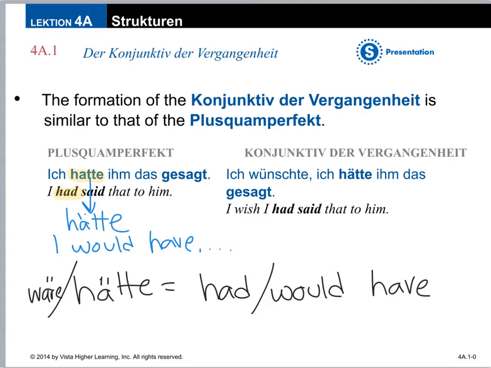You can use this to express wishes about the past and use the subjunctive form of wünschen. Ich wünschte, I wish, and then we have ich hätte, I would have said. So ich wünschte, ich hätte ihm das gesagt. I would have said that to him.